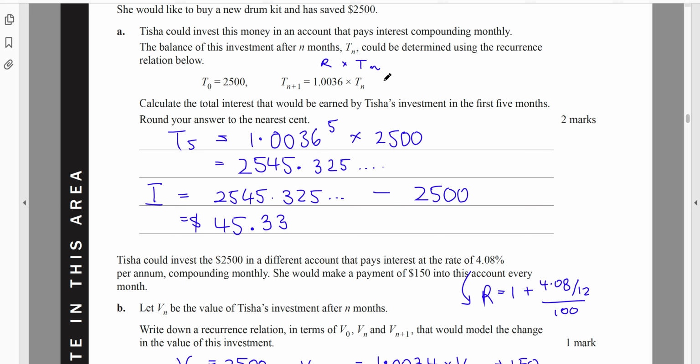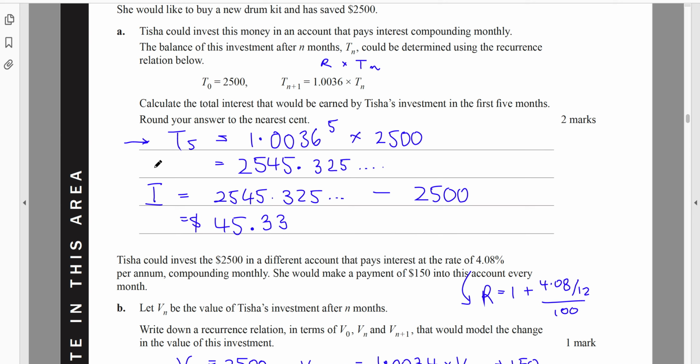So your first step here is to actually work out how much this investment has after 5 months. So what is T5? Now you could have used your sequence here, popped it into your calculator and gone enter, enter, enter, enter, enter until you get to the 5th term.